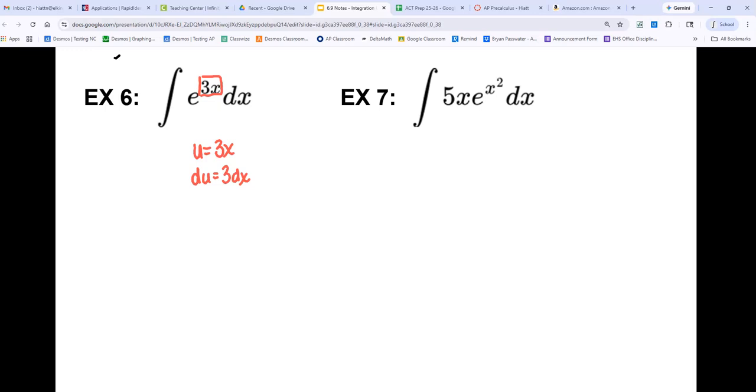So do I have the du that I need? No, I just have the dx. But can I just add a 3 in? As long as, like on the last problem, I put a 1/3 out front. So I can put my 3 right here, as long as I also put a 1/3 out here. And so now this part right here is my du, and this part right here is my u. So my new problem looks like this: 1/3 integral of e to the u du.